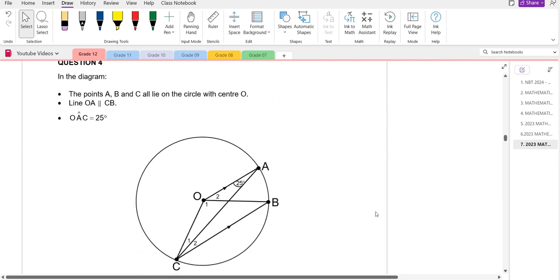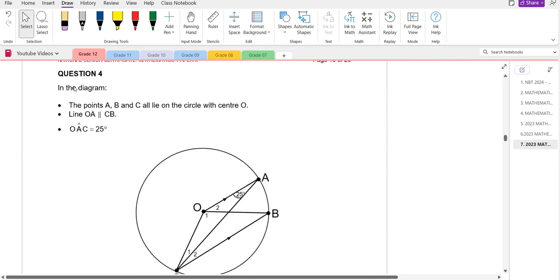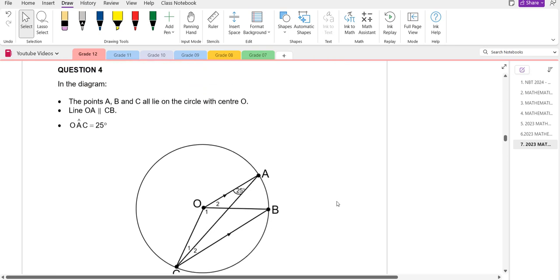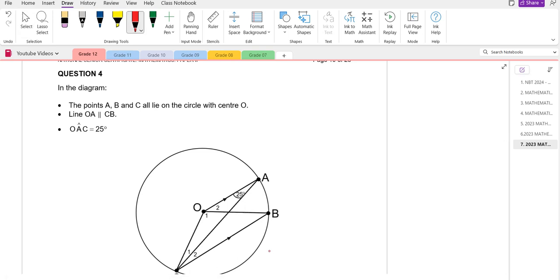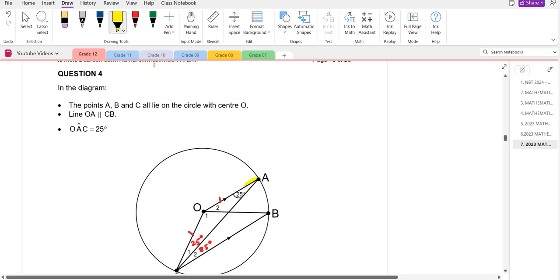Moving on to the next question, question number 4. We can see the points A, B, and C all lie on the circle with center O. Line OA is parallel to BC. Because it's parallel lines, we can take 25 degrees here. Because circle center O, those are radii, so this is also 25 degrees. Angle at center equals twice angle at circumference, using this chord, so angle O2 is equal to 50. So we got most of the information here.